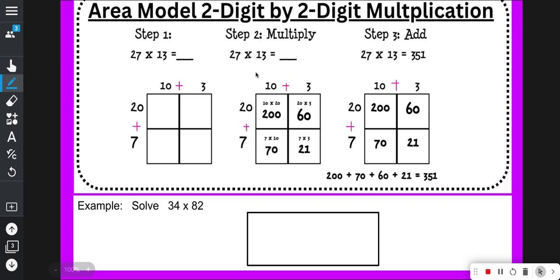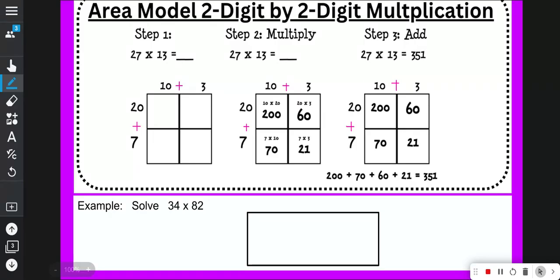The next step is to multiply. So I'm going to multiply the area of each of these boxes. This first box has a height of 20 and a base of 10. So 20 times 10 is 200. This next one has a height of 20 still and a base of 3. So 20 times 3 is 60. The next one has a height of 7 and a base of 10, which is 70, and a height of 7 and a base of 3 is 21.